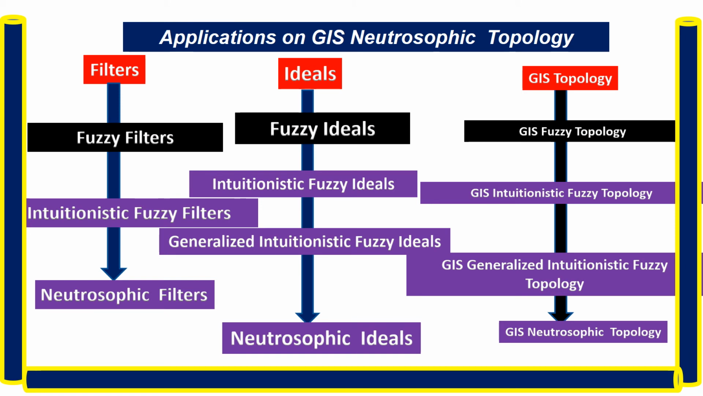Some applications of GIS Neutrosophic topology, from filters, fuzzy filters, intuitionistic fuzzy filters, and Neutrosophic filters. Neutrosophic filters are a generalization of all types of filters. Neutrosophic ideals are a generalization of all types of ideals. And GIS Neutrosophic topology is a generalization of GIS generalized intuitionistic fuzzy topology, GIS intuitionistic fuzzy topology, GIS fuzzy, and GIS fuzzy topology. GIS Neutrosophic topology is a generalization of all types of GIS topology.